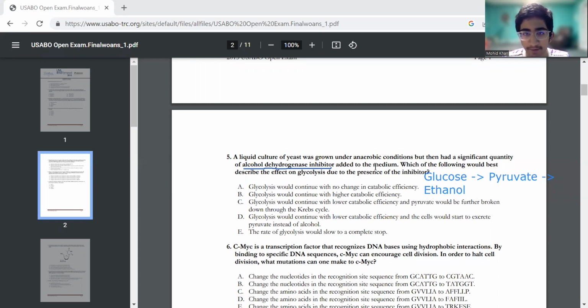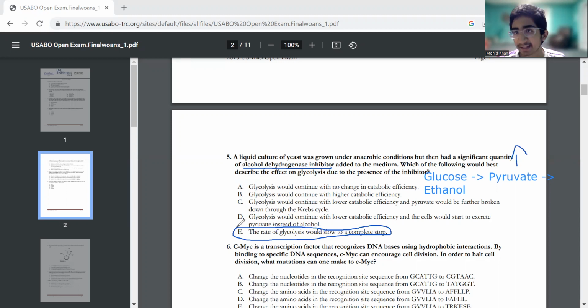So if this is unable to be broken down, we're going to have too much pyruvate. And that means that glucose isn't going to be broken down. So that means the answer would be E, because pyruvate is inhibiting glycolysis, maybe not directly, but there's some sort of feedback inhibition going on, pyruvate inhibiting glycolysis. It would eventually lead to a stop because the alcohol dehydrogenase is inhibited.